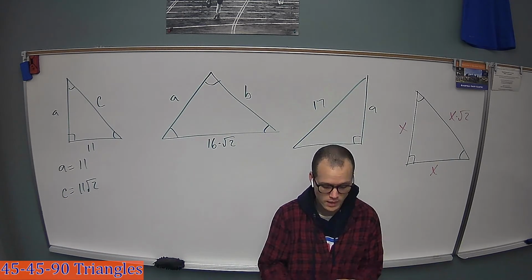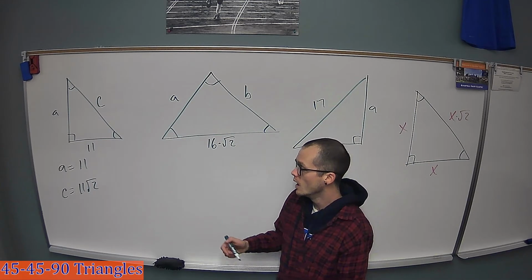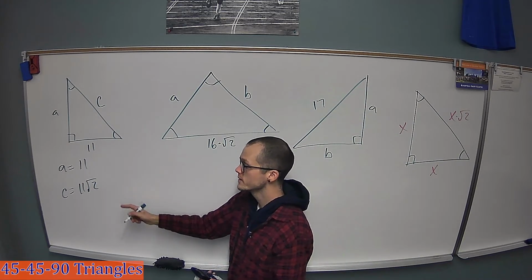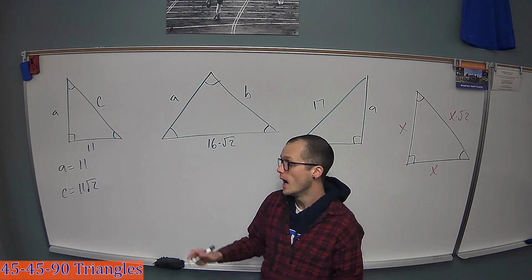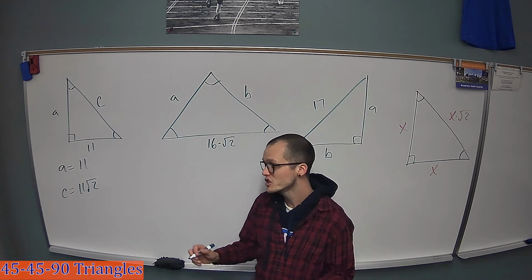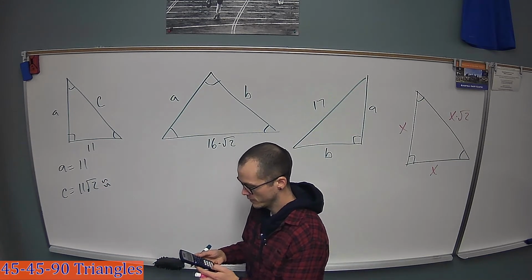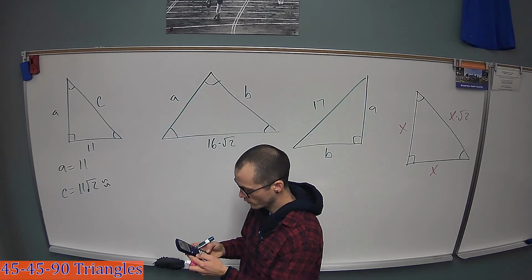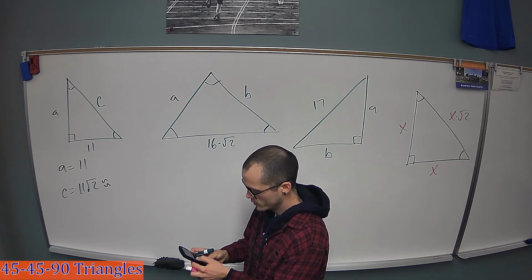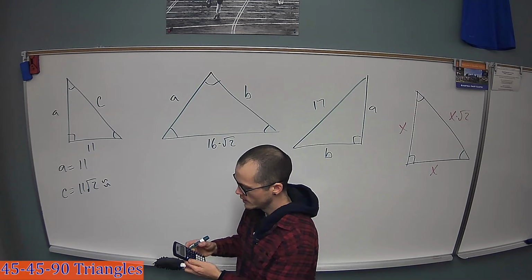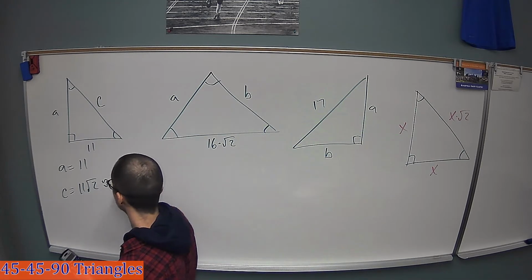Technically, you could call that done. That is the most precise answer. For me, I like to explore the decimal approximation. I have a hard time understanding what 11 root 2 is. I know root 2 is like 1.4-ish, so this is like 15-ish, but I want to throw it in my calculator. So I'm typing in the square root of 2, square root 2 times 11, and I get 15.56.